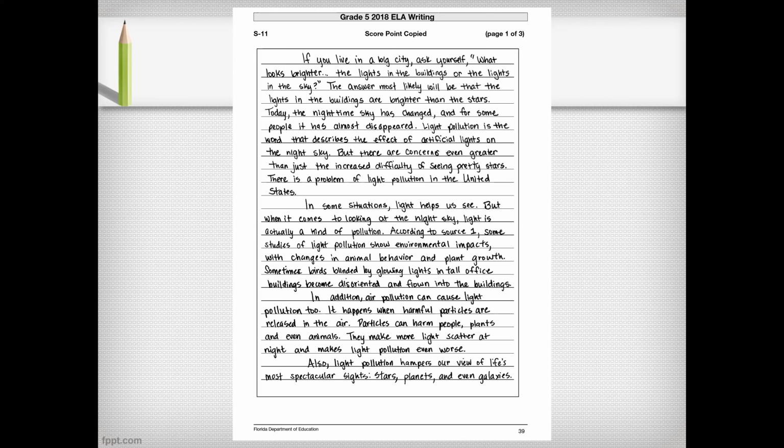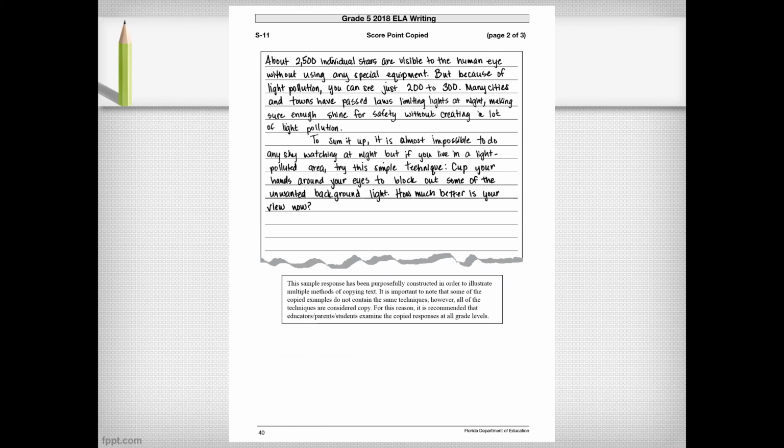According to source 1, some studies of light pollution show environmental impacts with changes in animal behavior and plant growth. Sometimes birds blinded by glowing lights in tall office buildings become disoriented and fly into the buildings. In addition, air pollution can cause light pollution too. It happens when harmful particles are released in the air. Particles can harm people, plants, and even animals. They make more light scatter at night, and it makes light pollution even worse. Also, light pollution hampers our view of life's most spectacular sights: stars, planets, and even galaxies. About 2,500 individual stars are visible to the human eye without using any special equipment. But because of light pollution, you can see just 200 to 300.